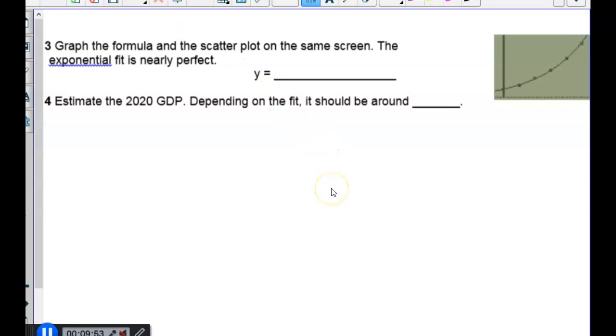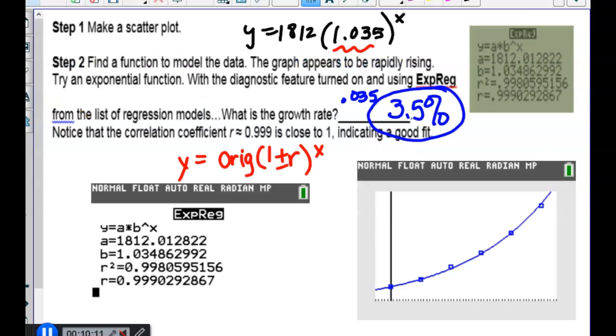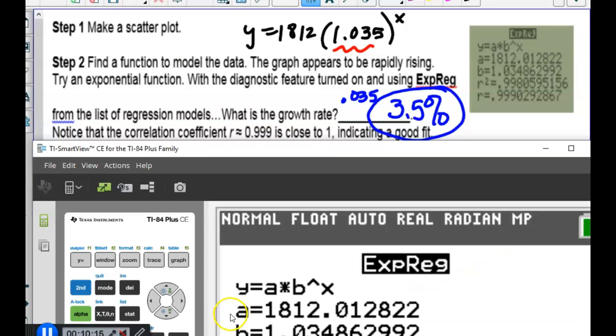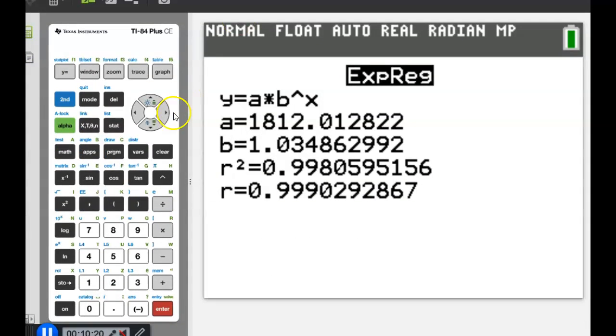Oh, we were supposed to write that here. What was it, guys? 1812. I wasn't on the right screen apparently. 1.035 to the x. Estimate 2020. Okay. How do we estimate 2020? Can we go to the table? And it would be how many years past 1950?